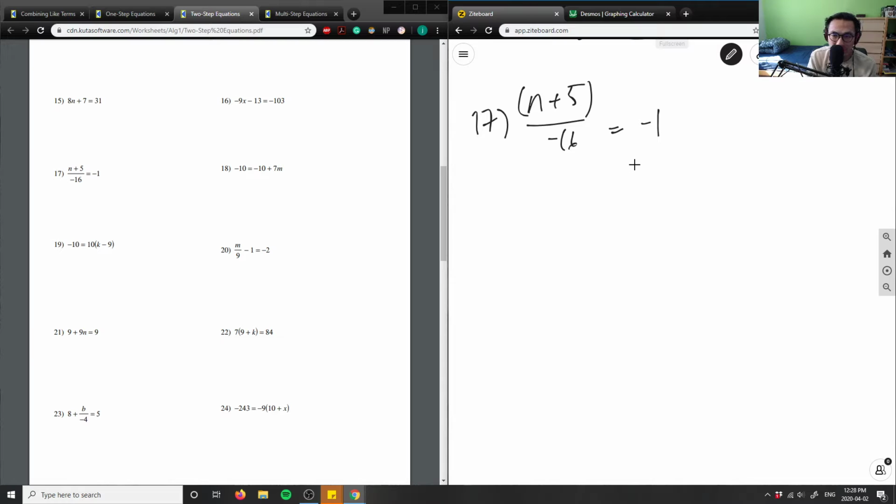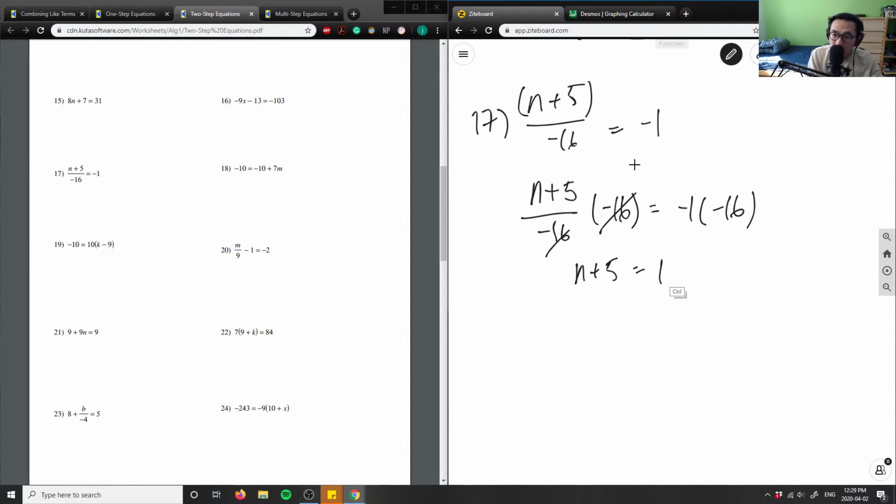So if I want to get rid of this division, I'm going to have to do the reverse operation, which is multiplication. So I would have n plus 5 divided by negative 16 times negative 16 equals negative 1 times negative 16, right? So I know these two things cancel out. All I'm left with is n plus 5 for my left side. And what's our right side here? Negative 1 times negative 16. Two negatives make a positive. So this is positive 16.